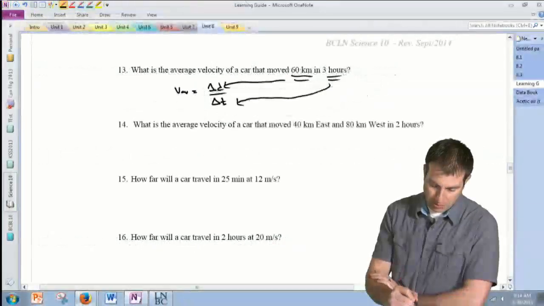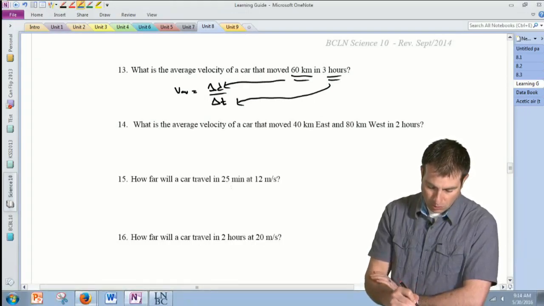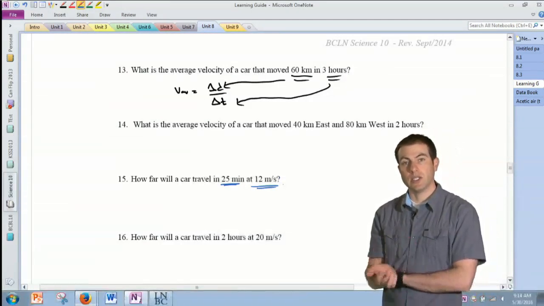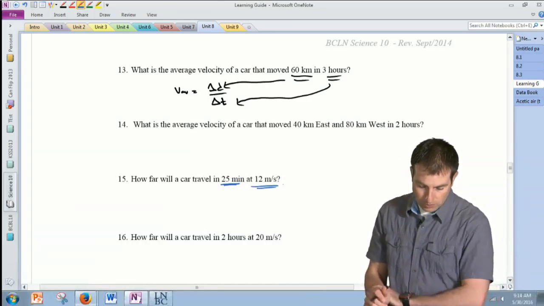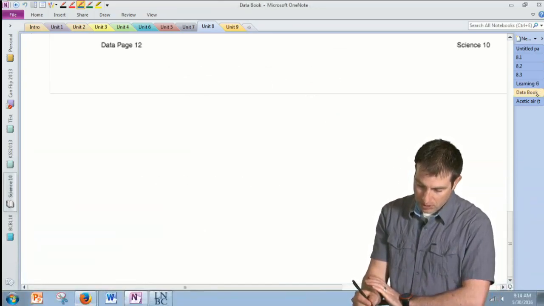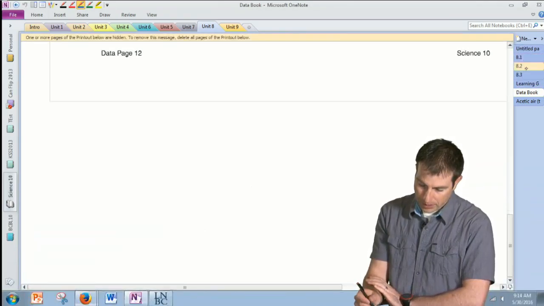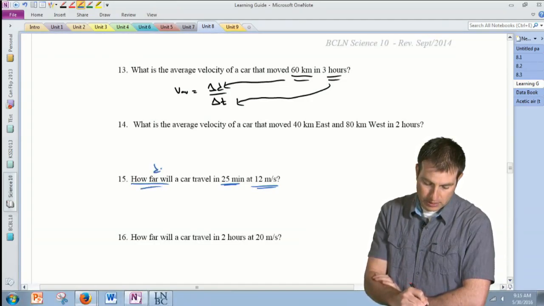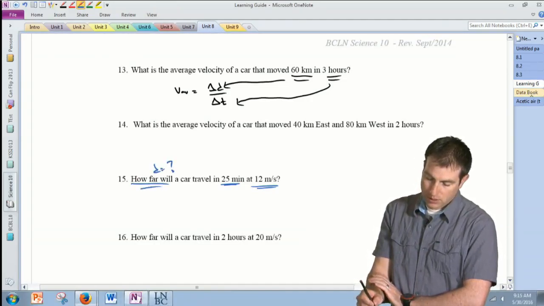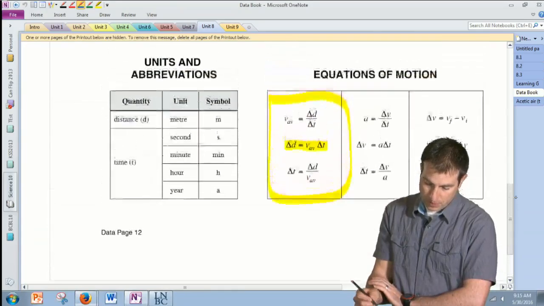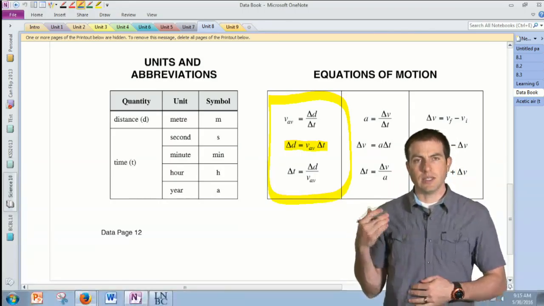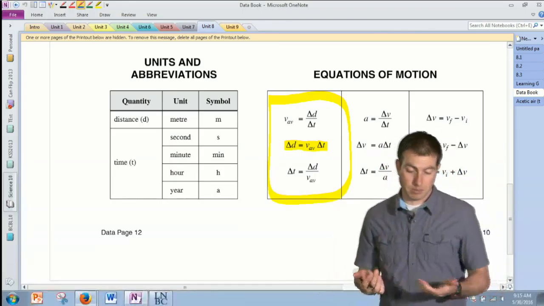Number 15 is a little trickier because we have some units to watch for here. We have 25 minutes and then 12 meters per second. We need to be careful that we're using the correct units and that they match up. So I have the data book here. We're asked to find how far, and that is a distance. So we need to know what the distance is. If we go to our data booklet, you can see I've even highlighted it because the last question we looked at was the same thing. So the distance equals the velocity times the time. So we're going to use that.